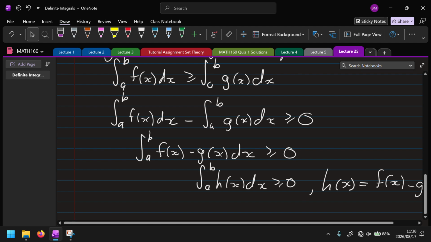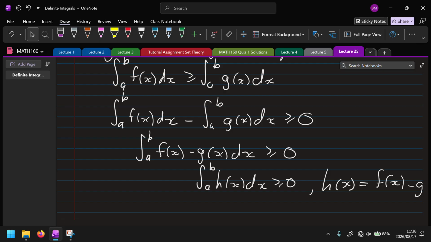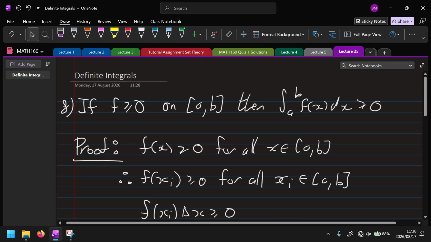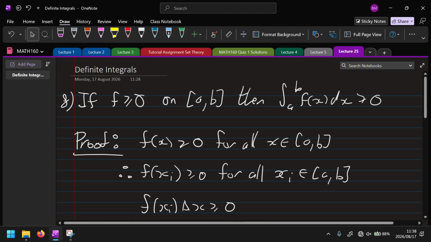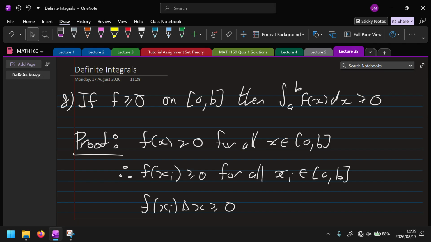Okay. So what do we have now? We have that the integral from a to b of this new function h is positive. Now, what does that look like? It looks exactly like what we had over here. So we have if f is greater than or equal to 0, then the integral is also greater than or equal to 0. So let's define this f, which will be our h. We're going to call that h there. And then just use what we have before. So a little bit of rewriting, and we just use what we have.